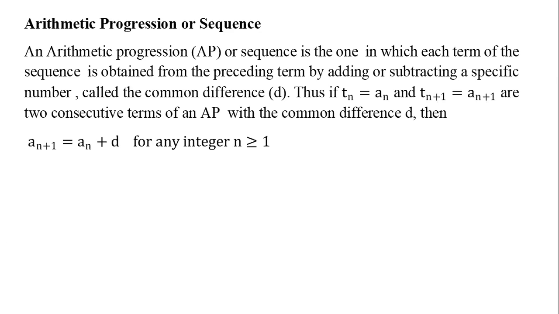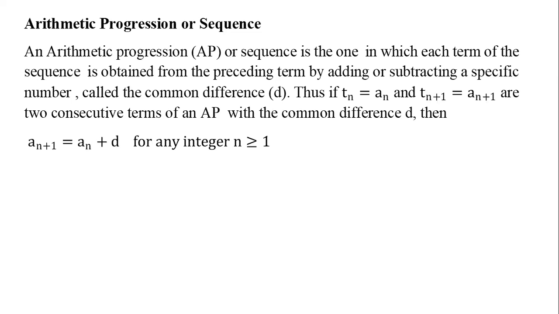But today, we are going to another area, which is the forms of sequences we have. We have the first one, arithmetic sequences, or they call it arithmetic progression. We said an arithmetic progression is the one in which each term of the sequence is obtained from the preceding term by adding or subtracting a specific number.